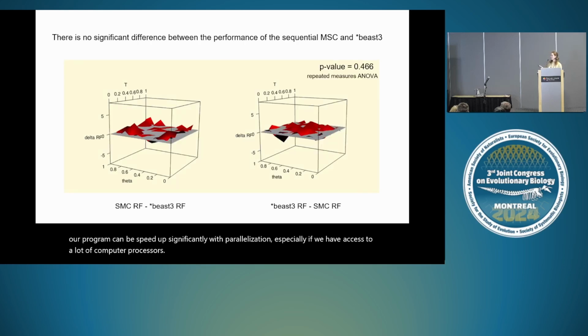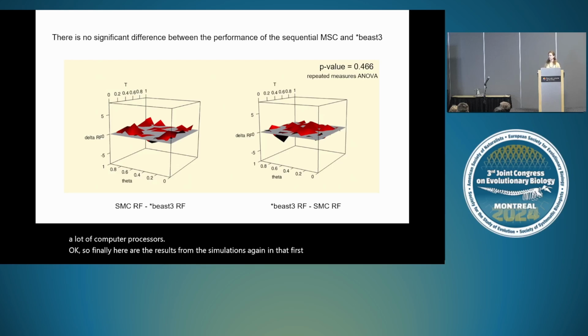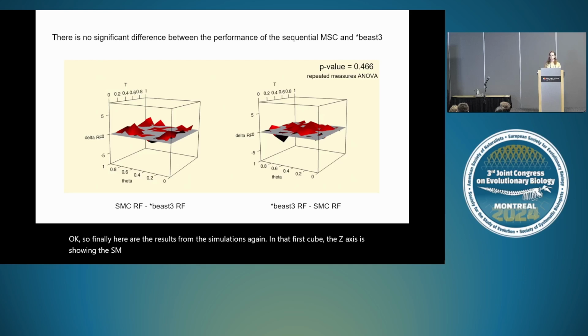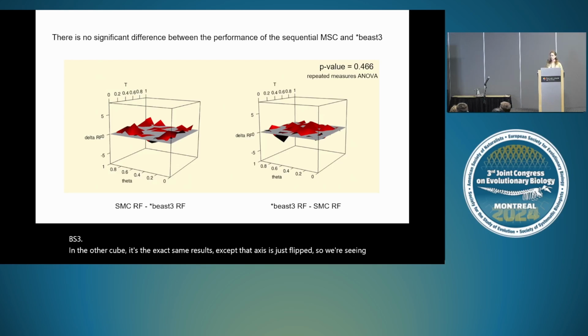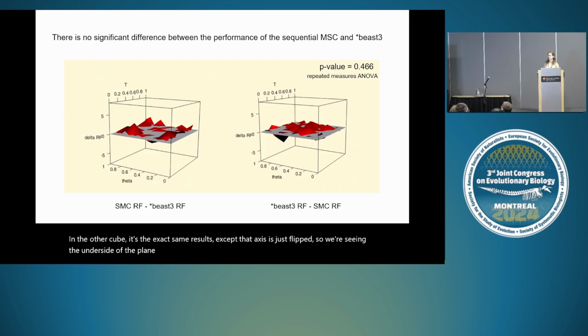Okay, so finally, here are the results from the simulations. Again, in that first cube, the z-axis is showing the SMC RF distance to the true tree minus the StarBeast3 RF distance. This means that points above the plane are simulations where our program performed worse than StarBeast3. In the other cube, it's the exact same results, except that axis is flipped, so we're seeing the underside of the plane. So points above the plane are simulations where StarBeast3 performed worse.